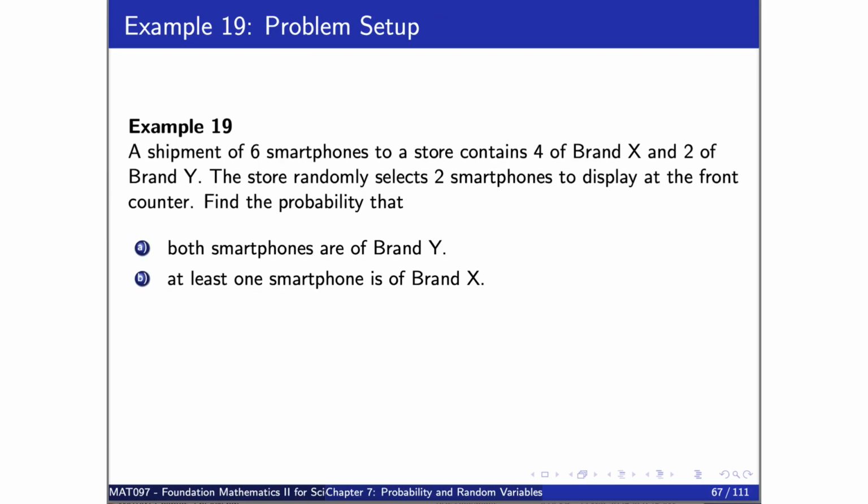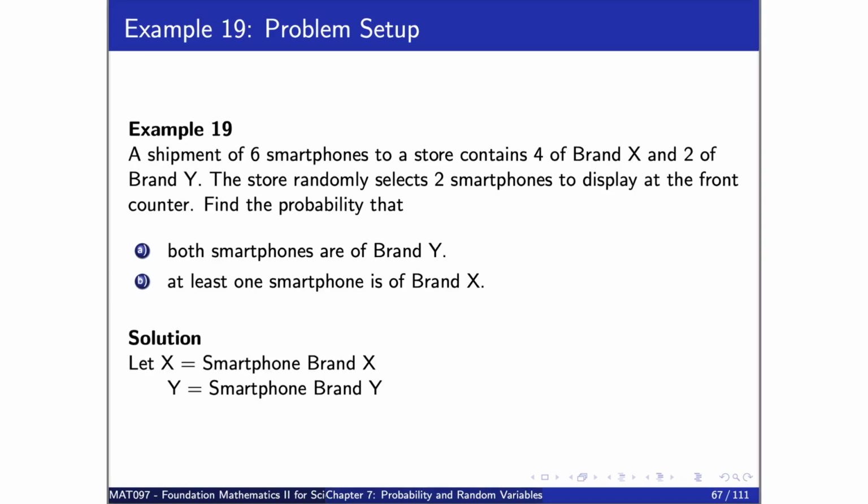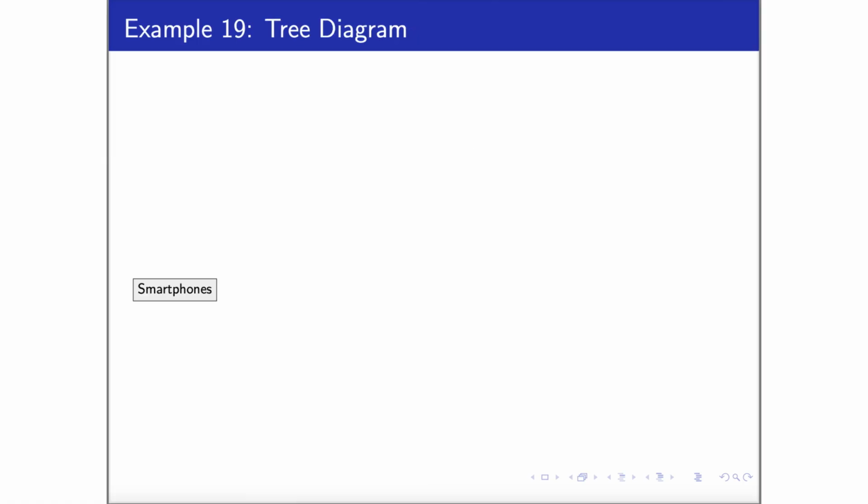Let's consider example 19. A store receives a shipment of 6 smartphones, 4 brand X and 2 brand Y. 2 smartphones are randomly selected for display. We need to find 2 probabilities. First, we define our events. Let X be a brand X smartphone and Y be a brand Y smartphone. We will use a tree diagram to illustrate the selection process of the 2 smartphones.